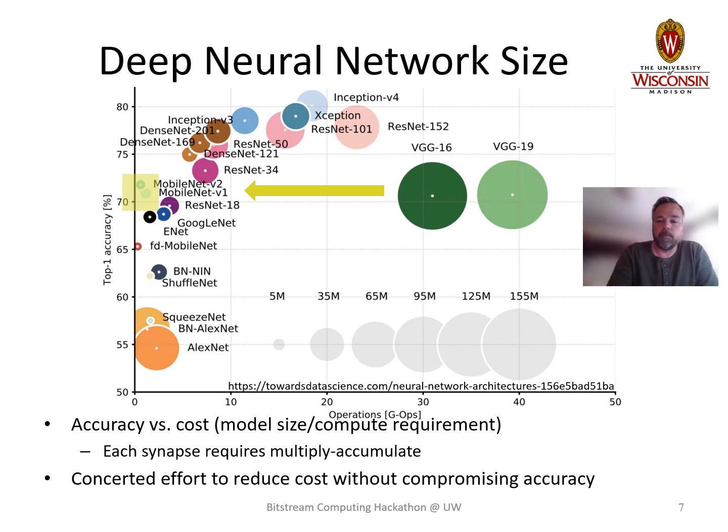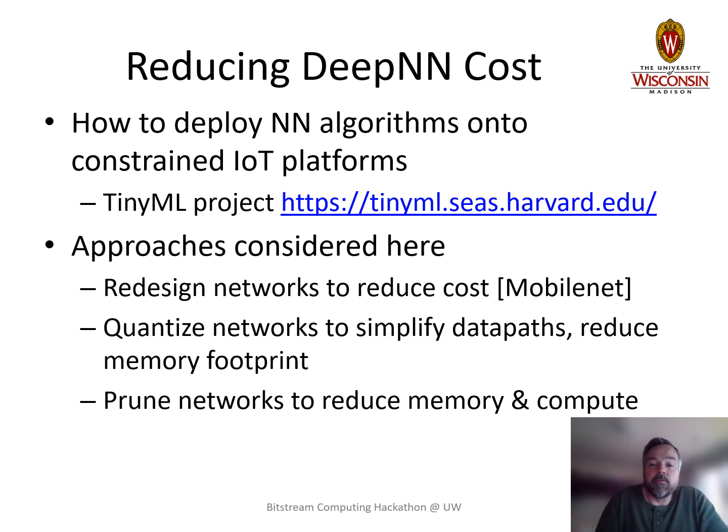So given this growth in the size of neural networks that are very accurately solving particular problems, there's been a concerted effort in the research community to try to reduce the cost of these deep neural networks. I want to point to one particular project, the TinyML project at Harvard, which has been focusing specifically on reducing the cost of these so that they can be deployed on these very energy constrained, cost constrained IoT platforms. And this hackathon also is focused on this same space.